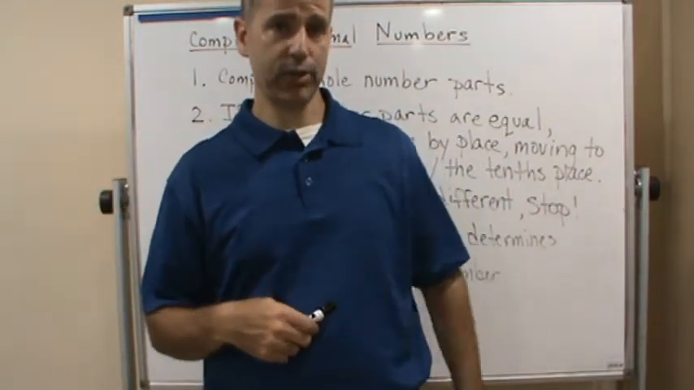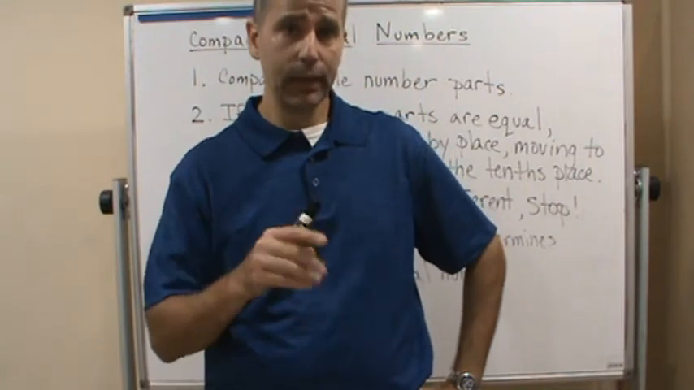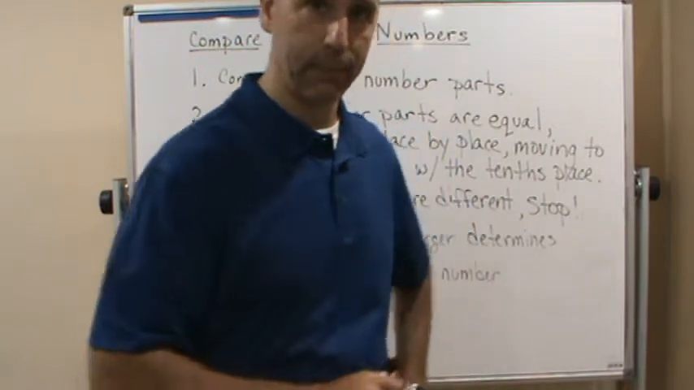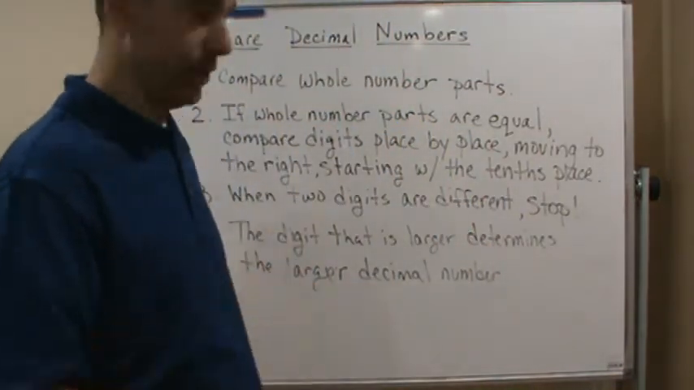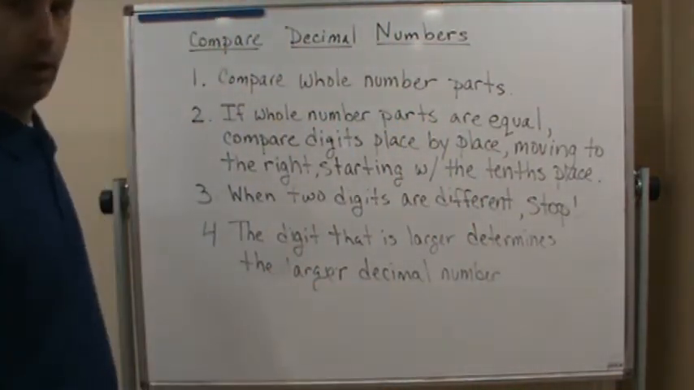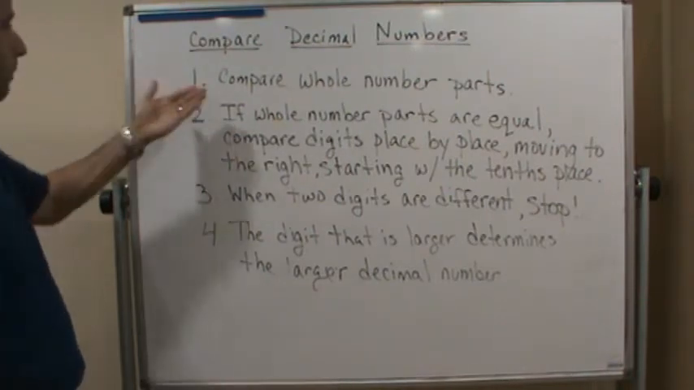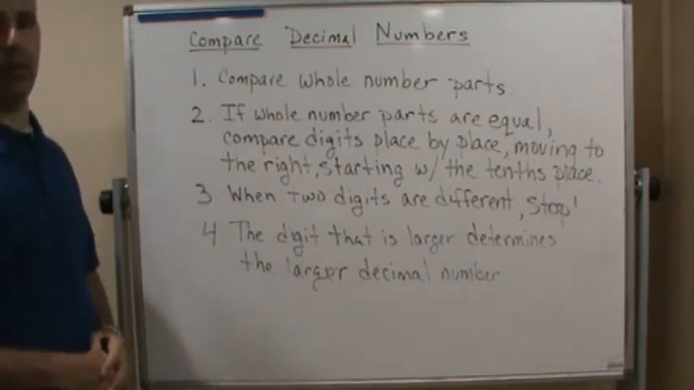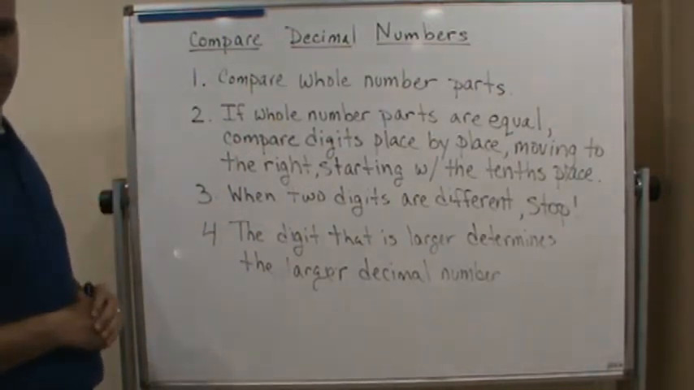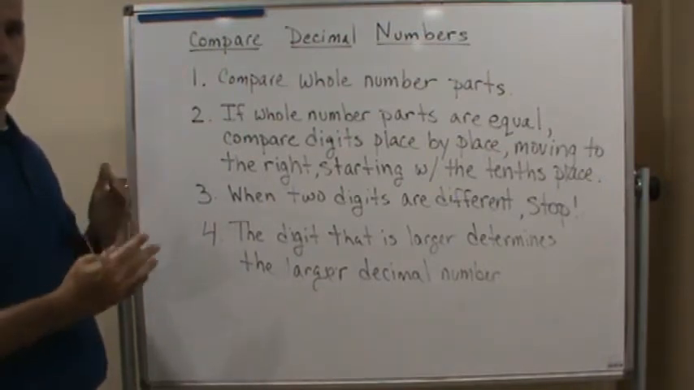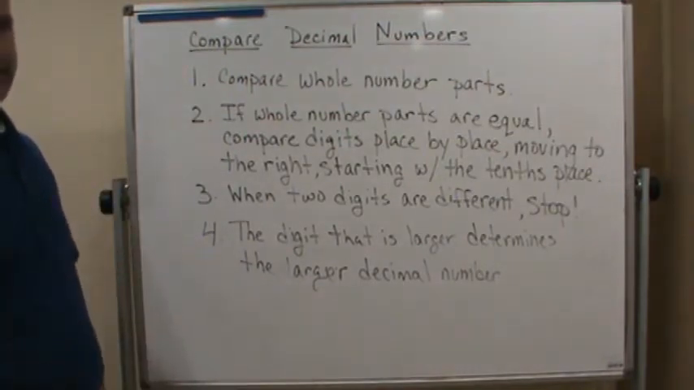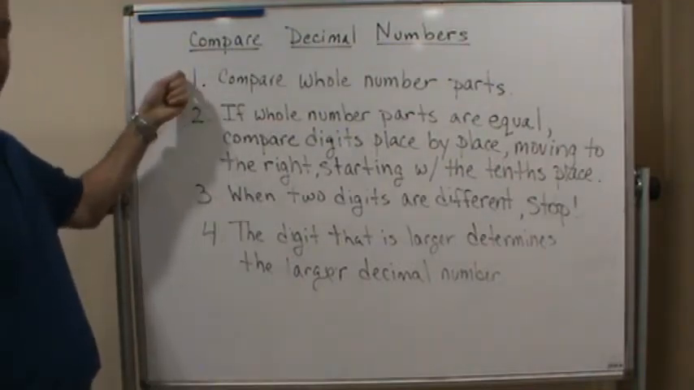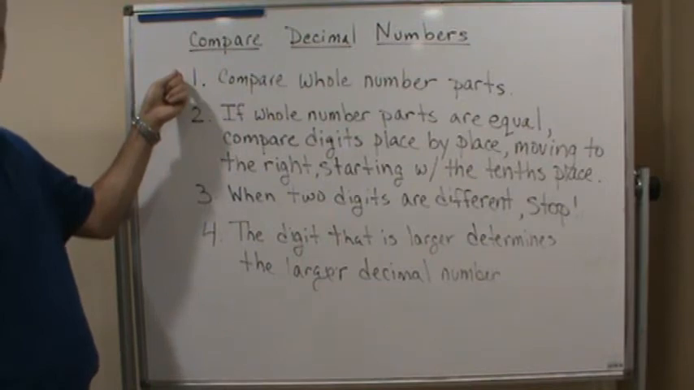But what if there's a fractional part? Then it could be a little bit trickier. Okay, so let's go through these 4 steps and see how we handle this. The first thing is compare the whole number parts, right? If the whole number parts are different, we can easily decide which one's bigger by just looking at the whole number parts. And whichever whole number part is bigger, obviously that's going to be the bigger decimal number. Okay? Now, if that's the case, then we don't have to go past step 1.